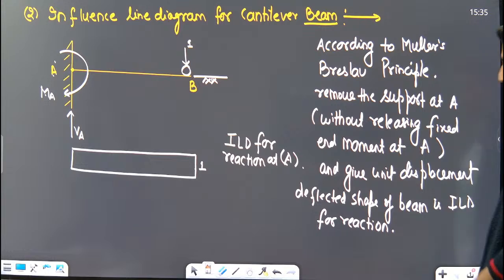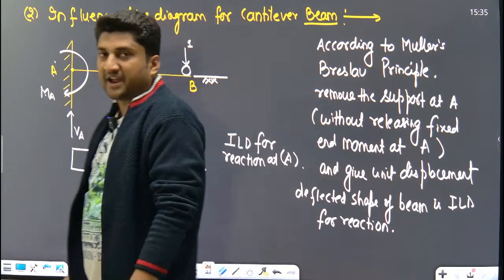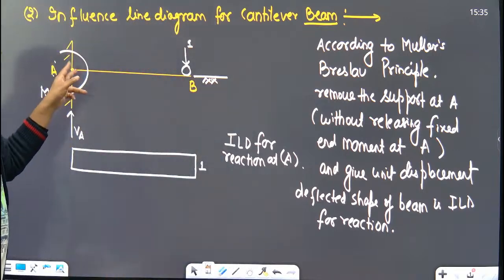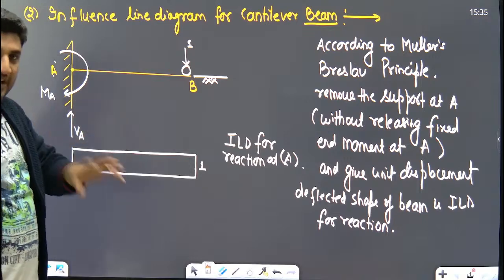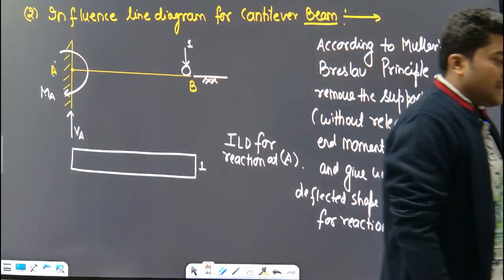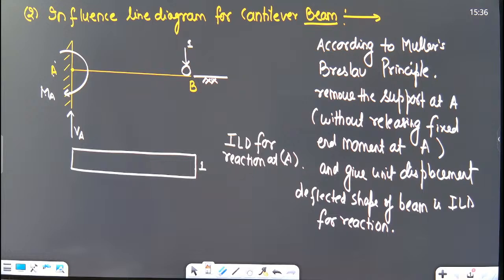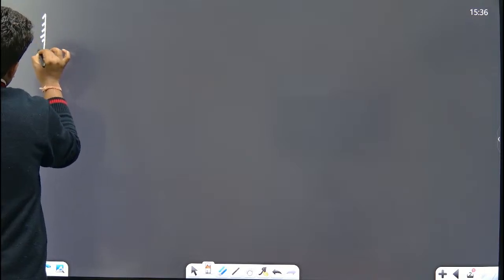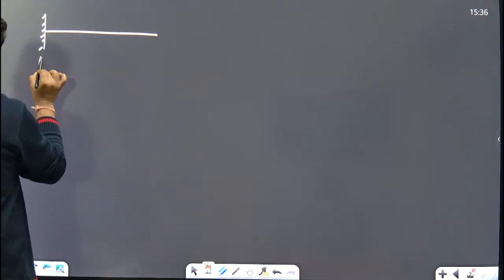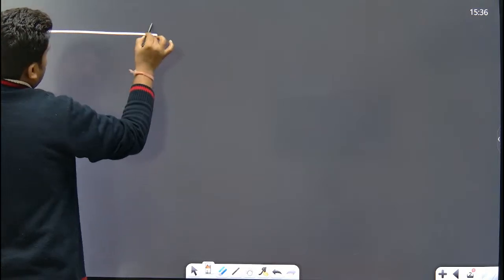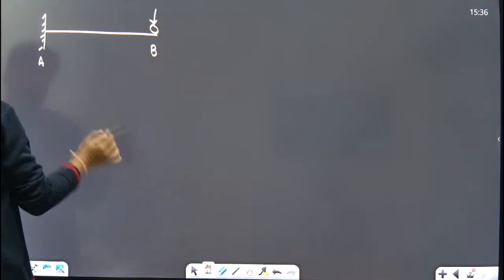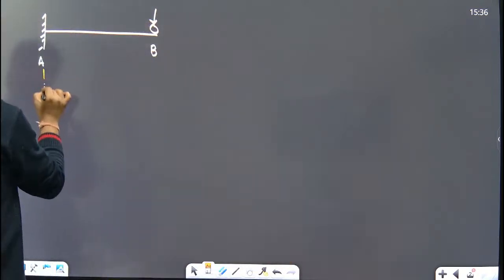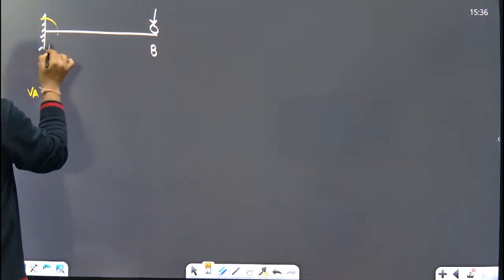Okay. Now we will learn how to draw the ILD for shear force at A. What will be the shear force just at the right of A? Just at the right of A, shear force is derived. So this is the first concept, and the second concept is how to draw the ILD for shear force at RHS of A. This is a cantilever beam. This is point A and this is point B. This is a unit load. What are the reactions that are developed? This is reaction VA and this is bending moment MA.